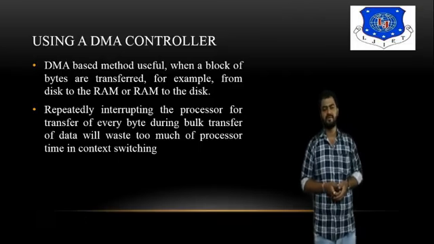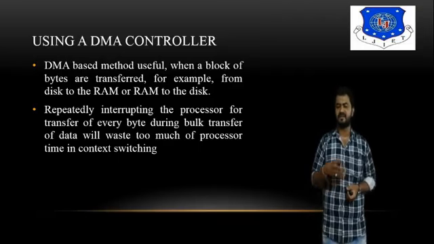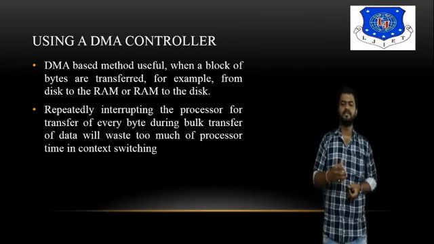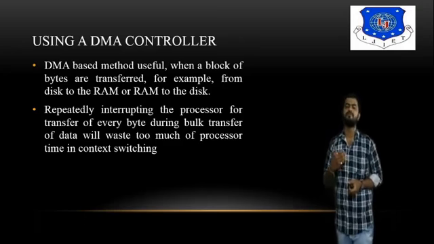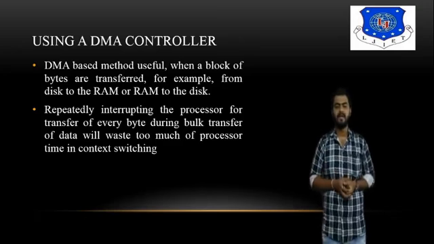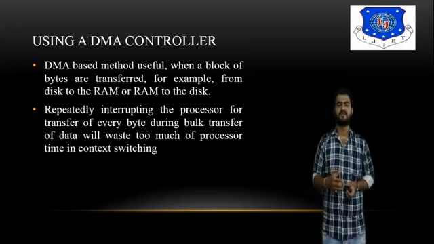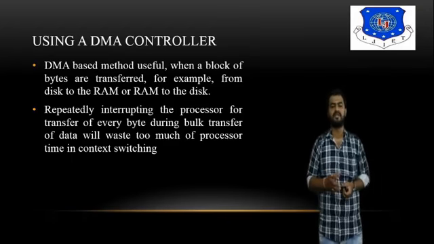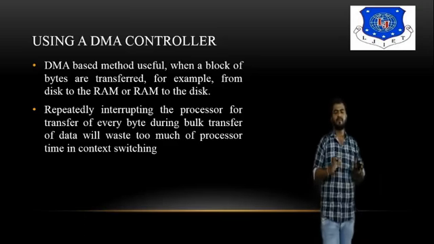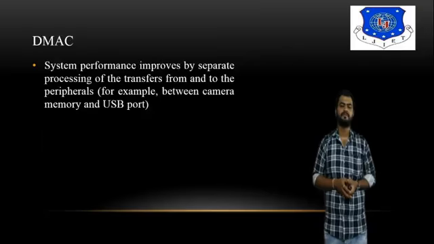Using a DMA microcontroller. The DMA-based method is useful when blocks of bytes are transferred, for example, from disk to RAM or RAM to disk. So basically, it plays a main role when we have to perform some specific task. Repeatedly interrupting the processor for the transfer of every byte during the bulk transfer of data will waste too much processor time in context switching. So in that case, we are wasting so much time on the data transmission, right?